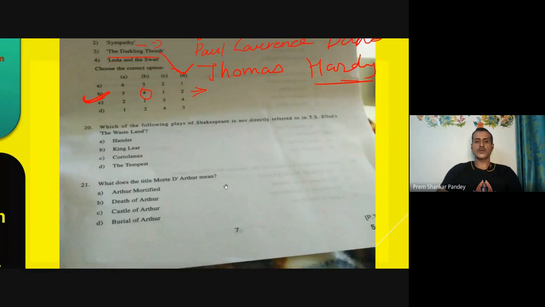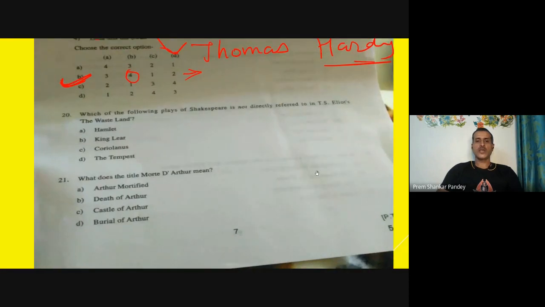Next, moving on to question number 20. Which of the following plays of Shakespeare is not directly referred to in T.S. Eliot's The Waste Land? Very important question. Hamlet, King Lear, Coriolanus, and The Tempest.